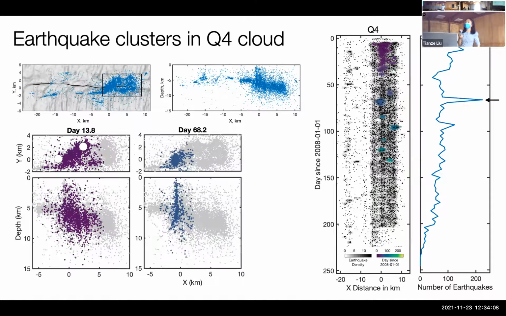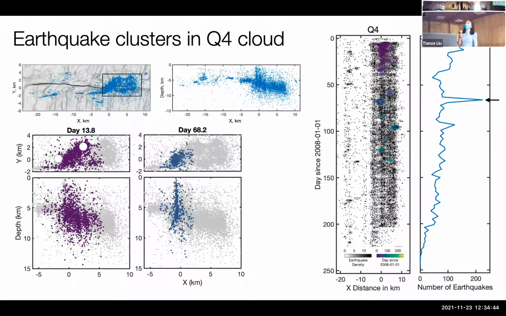So I select two seismicity burst events. The first one is around day 13, and these are the seismicities we identified within this temporal cluster. The two white dots indicate the two major events reported by the international IAC catalog. Because we have the nearby stations, we can more accurately locate these events.